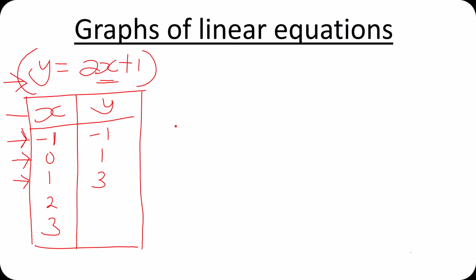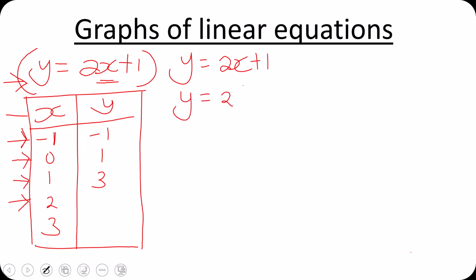We can continue and find the remaining two y values. When x is 2, we're going to substitute in our equation, which is 2x plus 1, and our y will equal 2 times 2 and then plus 1. In the first place, 2 times 2 is 4, then plus 1, we are going to get 5. And our y is going to equal 5. So we bring this 5 and put it here. So when x is 2, our y is 5.